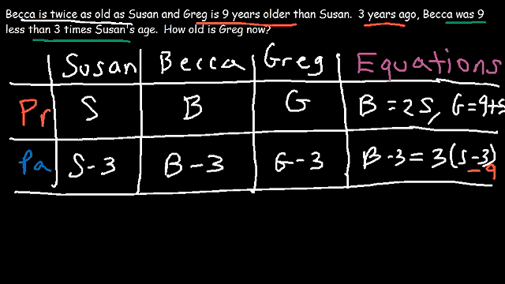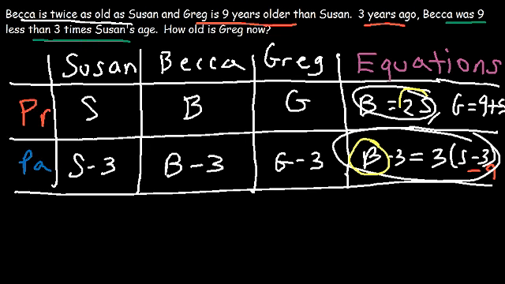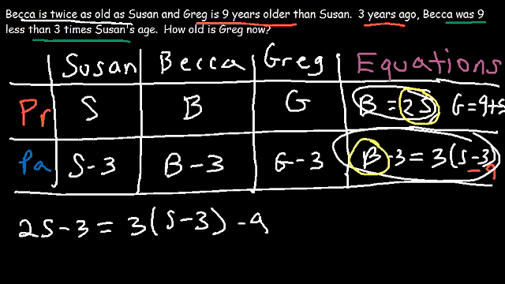We have 3 variables and 3 equations. But if we focus on these 2 equations, we only have 2 variables, which means that we could solve for S. So let's replace B with 2S. Therefore, 2S minus 3 is equal to 3 times S minus 3 minus 9. And let's write the other equation. G is 9 plus S. So we no longer need the table.